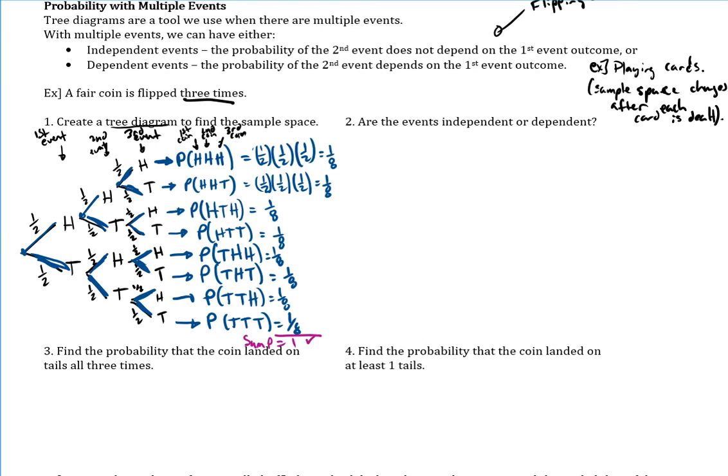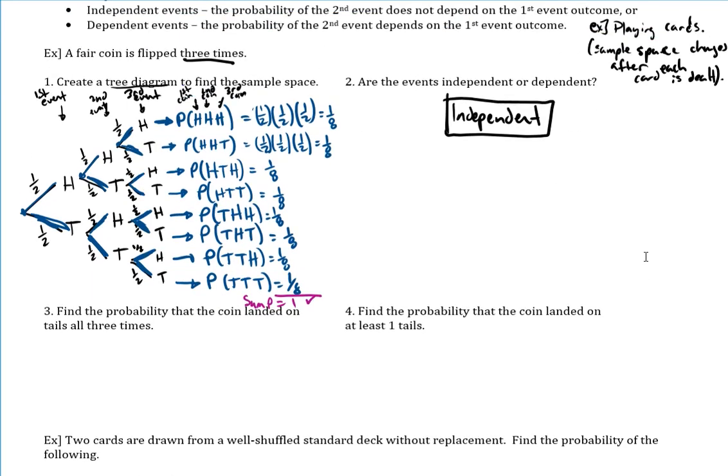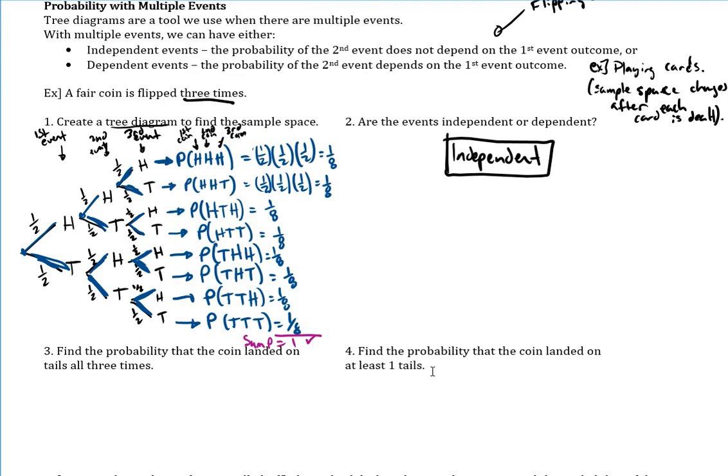Okay, and now that we have all this information, we should be able to answer any of these random questions about the coin flip of 3 times. Okay, so for number 2, it did ask, are the events independent or dependent? These are independent. We mark that up there. So coin flips are independent. So the first coin flip does not impact the second coin flip. Okay, so those probabilities for each individual landing on heads and each individual landing on tails is always 1/2.